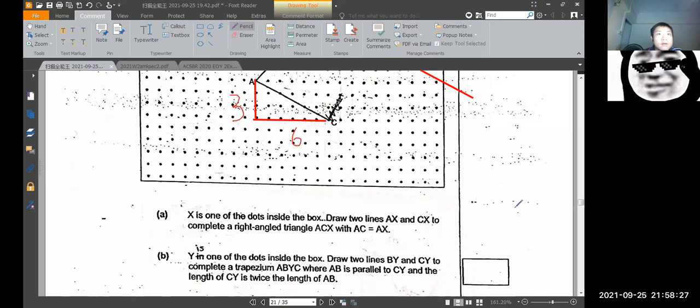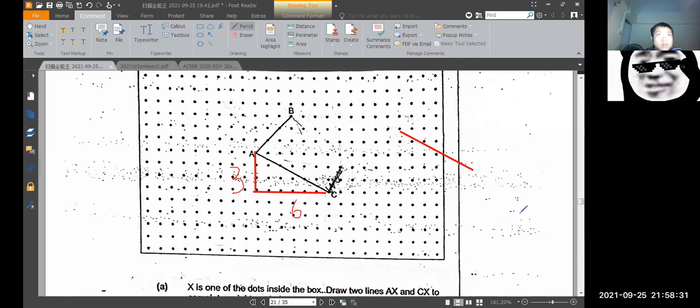Okay. Then one of the dots inside the box. Inside the box. Oh, okay. Good. So 3, 6. So you need to use, basically, you just make use of this. It should be quite simple. 3, 6. 哪里有 3, 6?